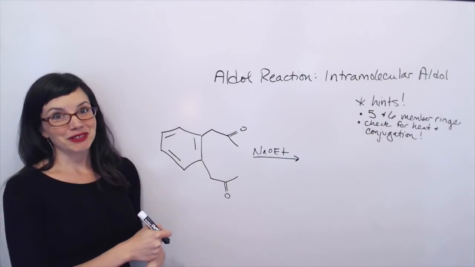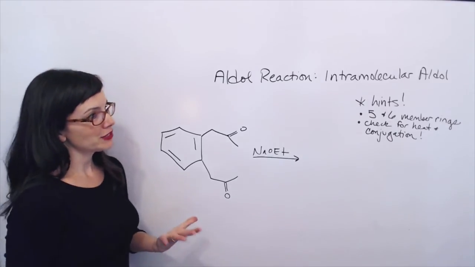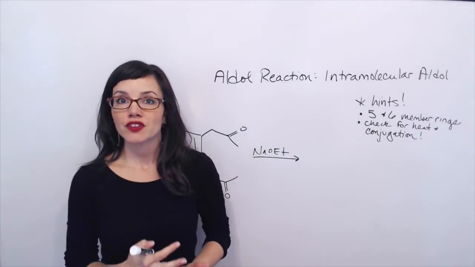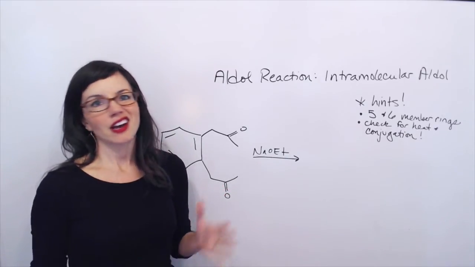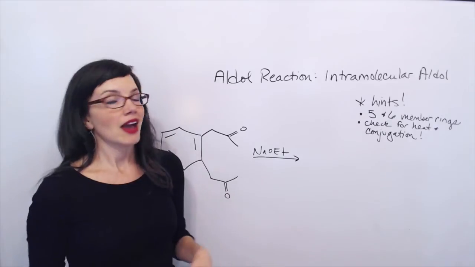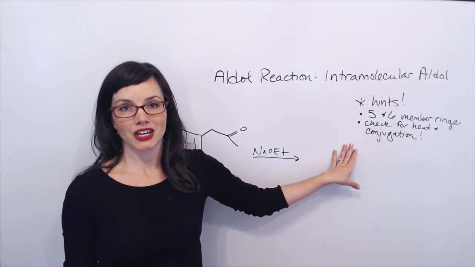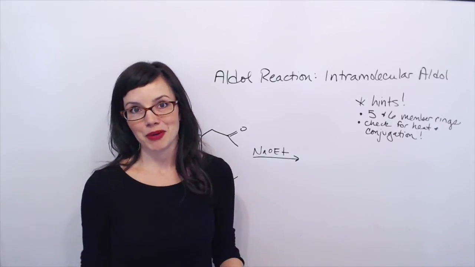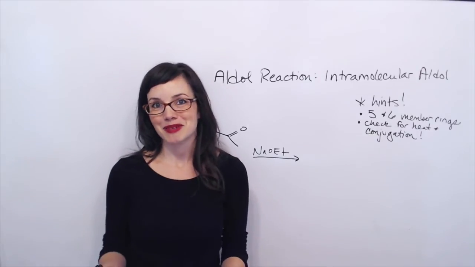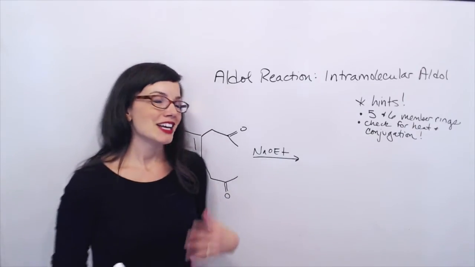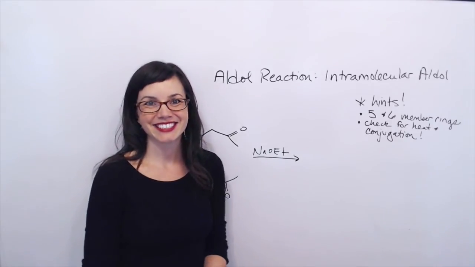Do you think you're ready to try one on your own? This one's a little bit tricky, but I've given you some hints. Your first hint is don't forget to check and make sure that you create a 5 and 6-membered ring, not a 4 or a 7 or an 8. And your second hint is always at the end, don't forget to check for the presence of heat or conjugation before you finish up, because you got to make sure that you're going to do an elimination product if that's a possibility. All right, hit pause, try and do your best to predict your final product, and then let's come back and see how you did.